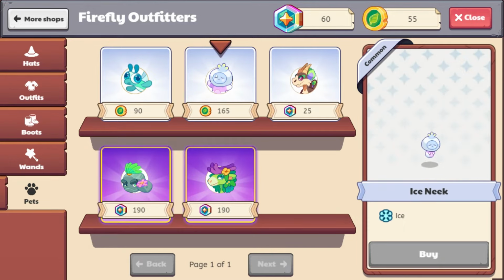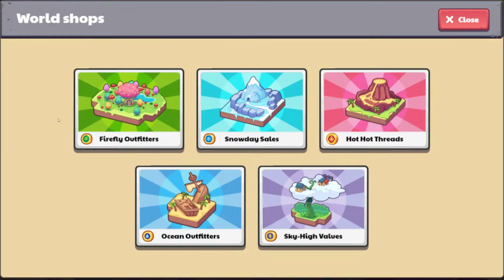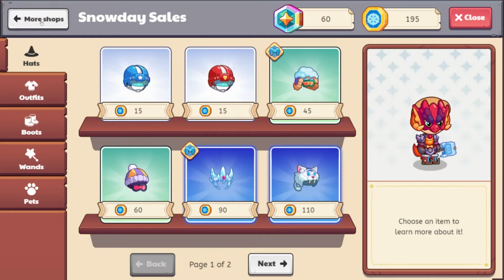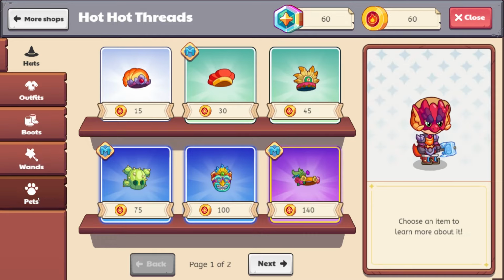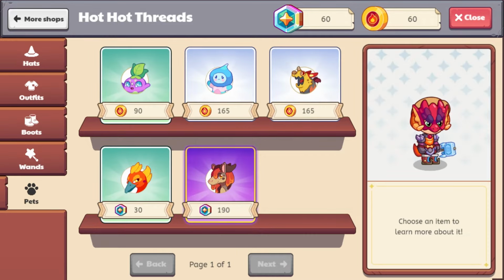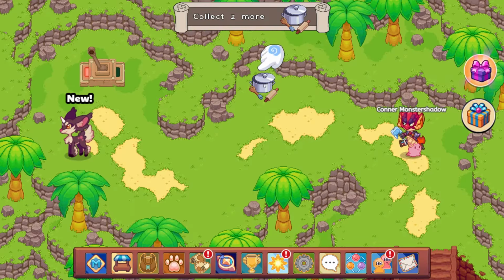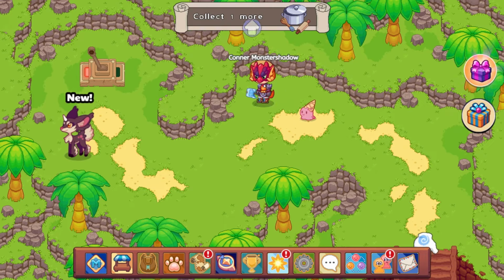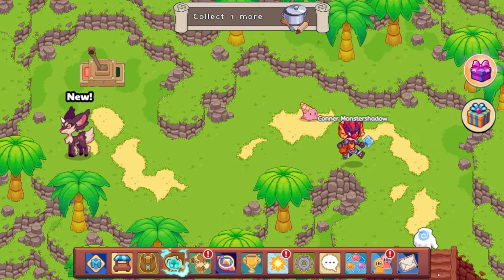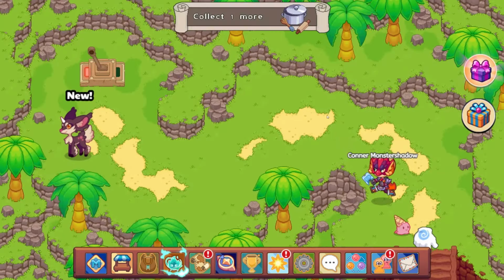We don't have enough currency for these dudes either. So we are going to be coming over to Hot Threads. There we go. Come on over. And then we'll get our Saplet. Ooh, Riverneek is 165. Okay, so we will probably go for a Riverneek, but I think I'll get the Saplet first. Hopefully they start out as level 1. That's what I'm hoping for, is that we'll see them start at level 1. All right, we got that. You know what? Let's go ahead and battle.